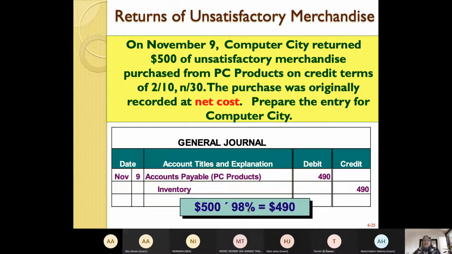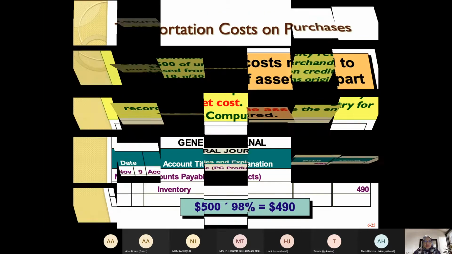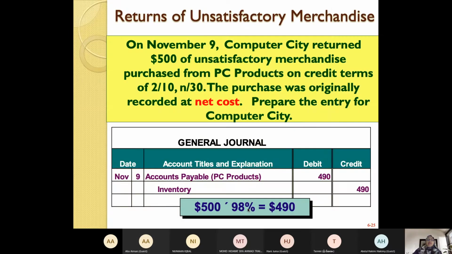So remember there are two ways: you record at net cost or you record at gross amount. Here is what we call a purchase return. Why? Because you purchased from the company PC Products and now you return the goods. So that's a purchase return. Remember, Computer City is your company. You return the goods to your supplier. With terms 2/10, net 30, the value is 500.